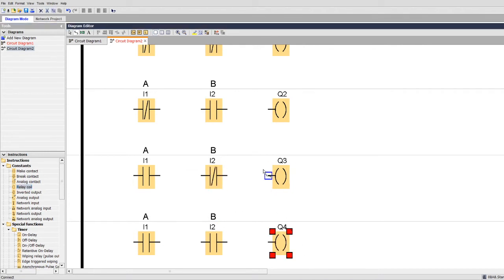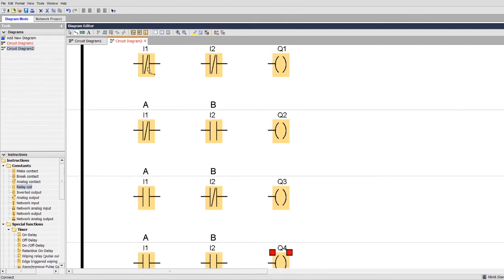Okay, so for a 2 to 4 decoder, we have 2 inputs and 4 outputs. Look here, there are all the 2 inputs. In every rung we are seeing, there are only 2 inputs, A and B, A and B, but they are in different states. In the first rung both inputs are normally closed contacts, and in the second rung one is normally closed and the second one is normally open. That means this is 0 and this is 1. For the third state, 1 and 0, and here both are 1s.